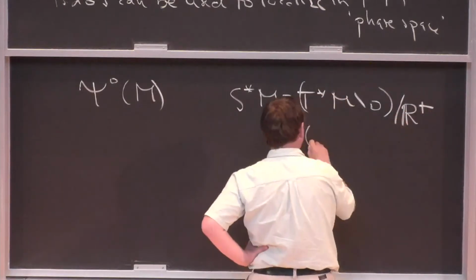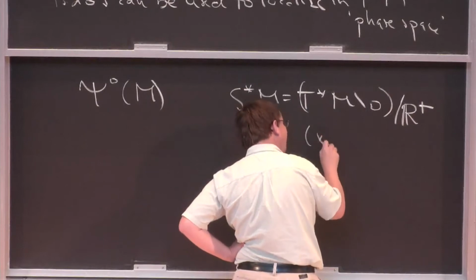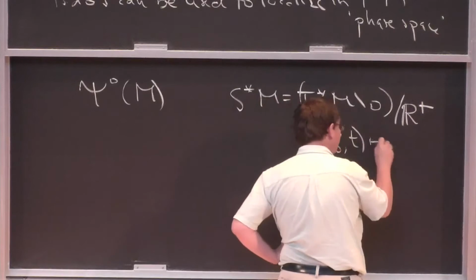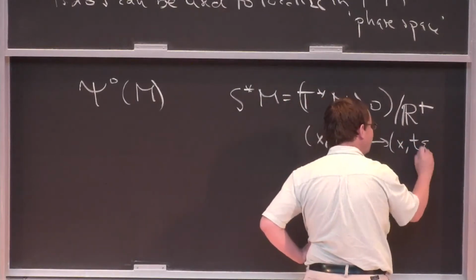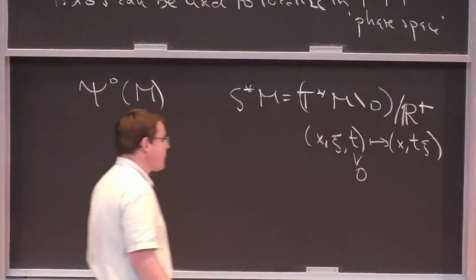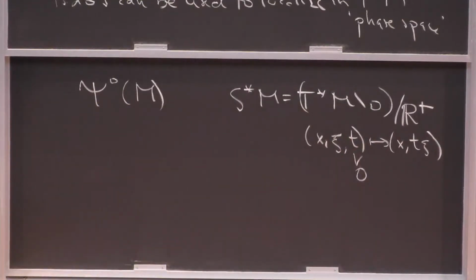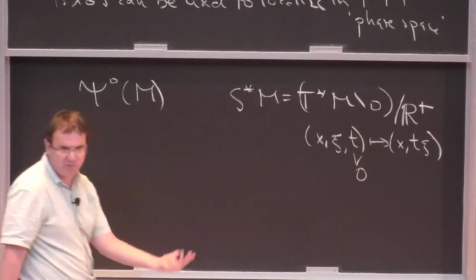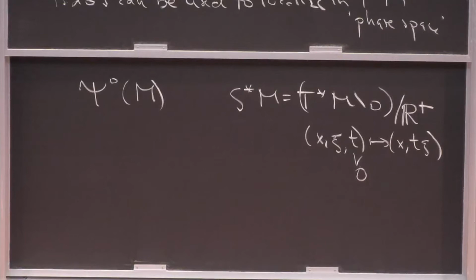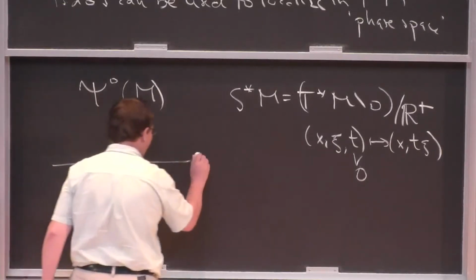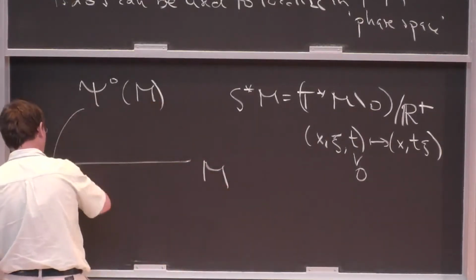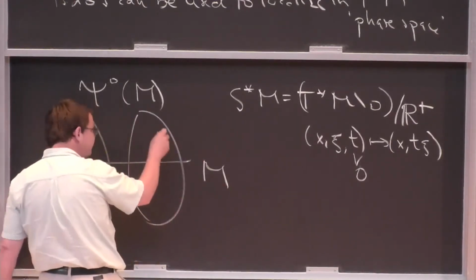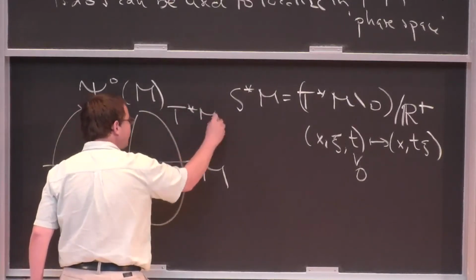The dilations are where you take x comma xi in local coordinates, with t the positive dilation parameter, and send it to x comma t xi. So just dilate in the fiber. I wrote this as a quotient space. If you don't like quotient spaces, what you can do is take a representative. So here's my M, and over each point the fiber is an Rn. This is the fiber of the cotangent bundle over a point.